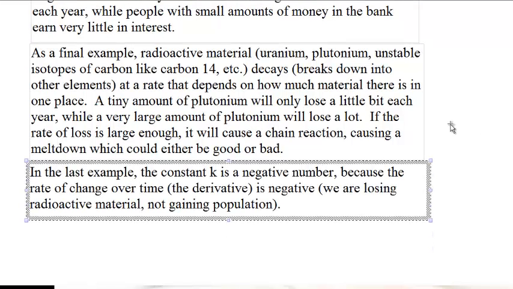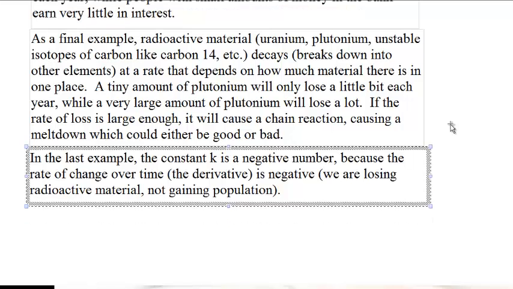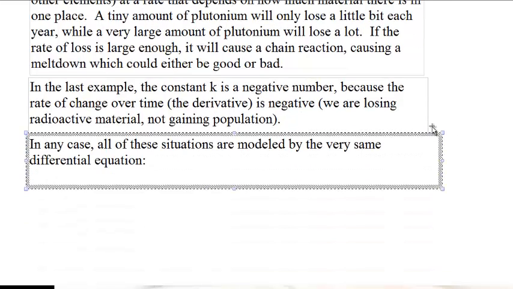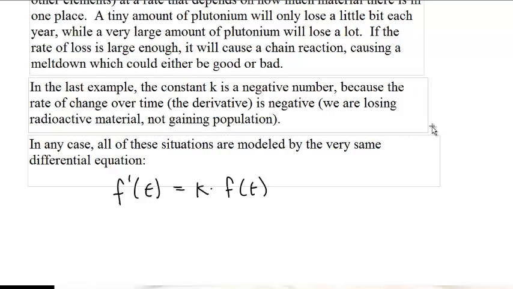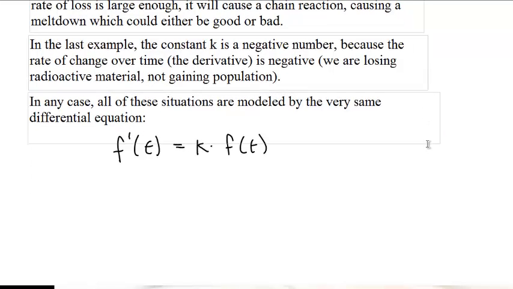Now, in the last example, your constant k is a negative number because the derivative, the rate of change of how much material you have, is going down. You are losing plutonium all the time, whereas in a population, you are gaining population all the time. In any case, all of these situations, gaining money, gaining population, losing plutonium, are modeled by the exact same differential equation, f prime of t equals k times f of t. So we are going to solve this in the next video and apply it in a number of these situations.